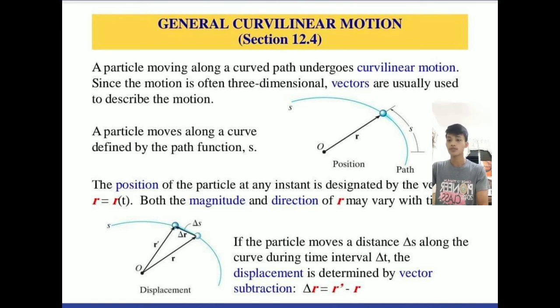If the particle moves a distance Δs along the curve during the time interval Δt, the displacement is determined by the vector subtraction Δr = r' - r.